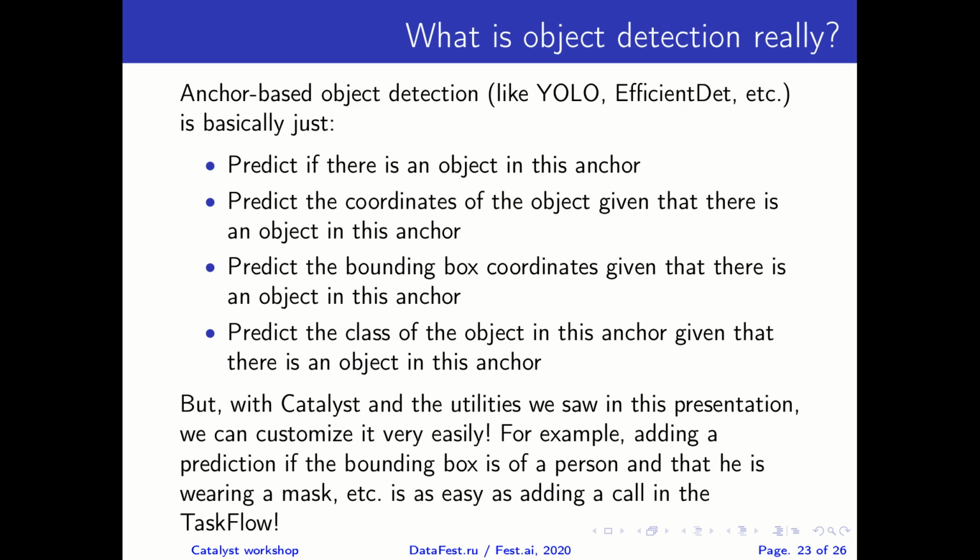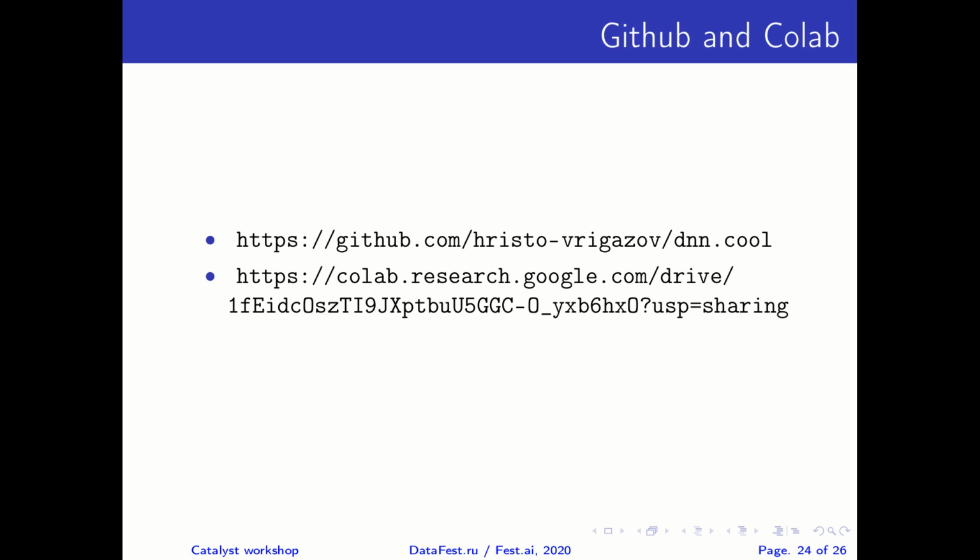It sounds relatively complicated, but with Catalyst and the utilities that we saw in this presentation, we can get this pipeline and not just do object detection, but also customize it very easily. For example, we can add a binary classification branch for whether the bounding box is that of a person, and then a binary classifier for whether he is wearing a mask, and so on. And this is as easy as just adding a call in the task flow. And then we would have all the different interpretations, tree-based explainer, and so on.